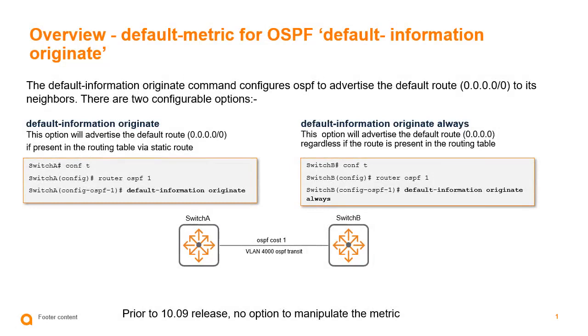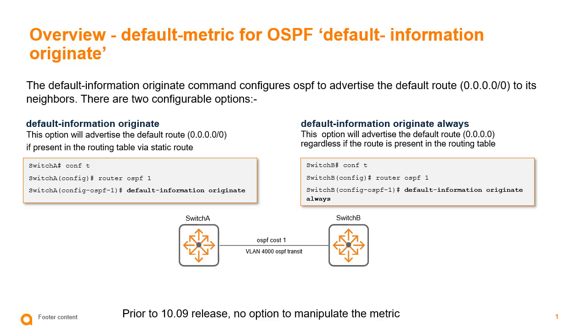As this is an enhancement, let's have a quick overview of the default information originate command as we use it with OSPFv2. The default information originate command allows us to configure OSPF to advertise a default route, represented as 0.0.0.0, into the updates advertised to its neighbors.